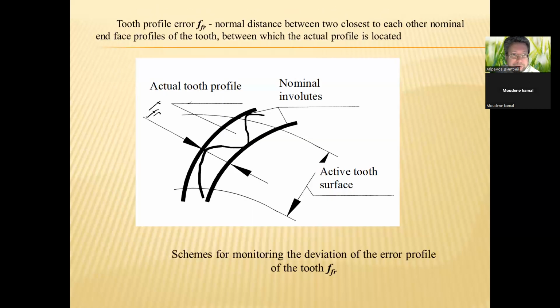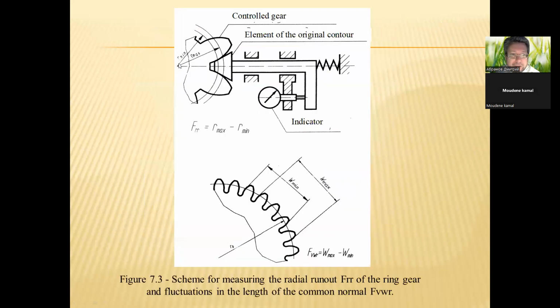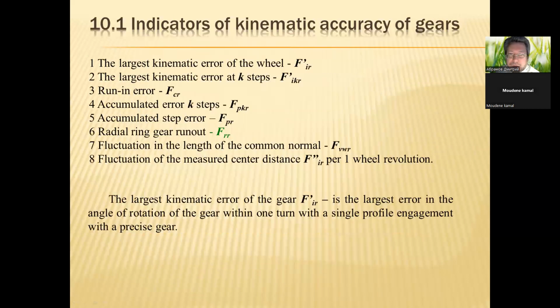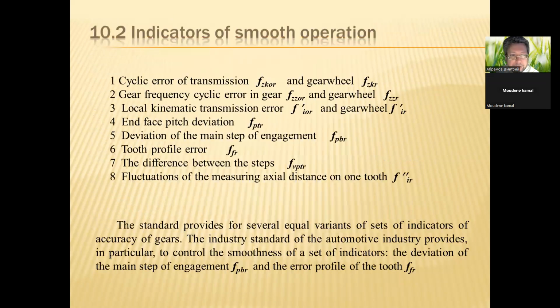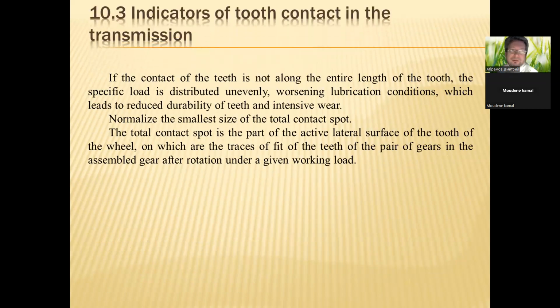Have you questions about indicators of smooth operation and indicators of kinematic accuracy of gears? Okay, you have no questions. So we start the third item of our lecture. 10.3 indicators of tooth contact in the transmission.